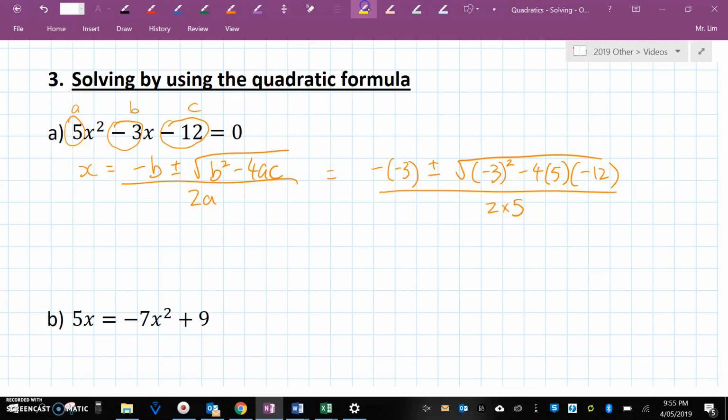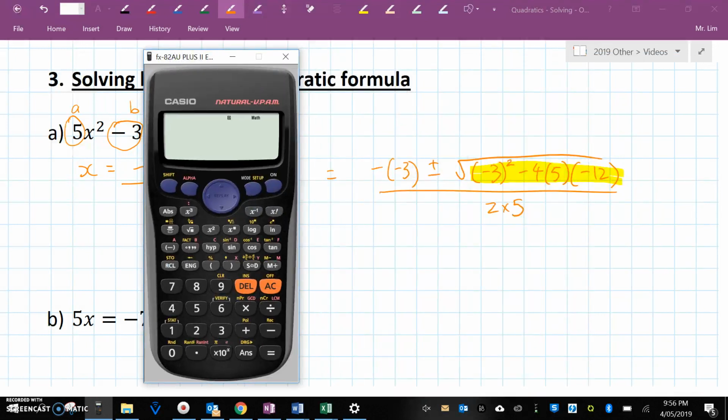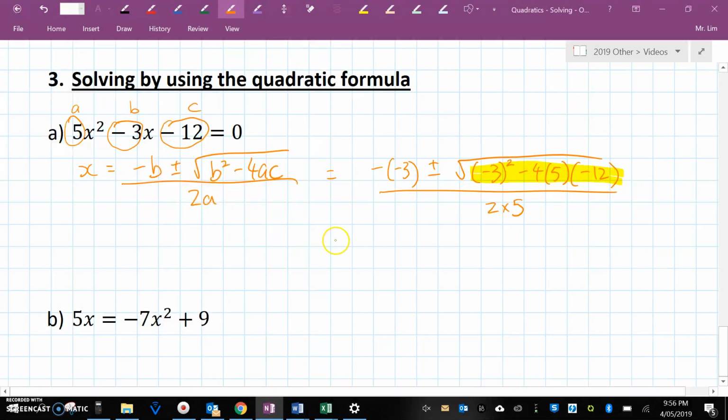I'm going to put the determinant into the calculator, see what that gives us. So, minus 3 squared minus 4 times 5 times minus 12 is equal to 249. Can we square root that? No. So, we're going to have x is equal to positive 3, plus or minus the square root of 249 over 10. And that's our final answer.